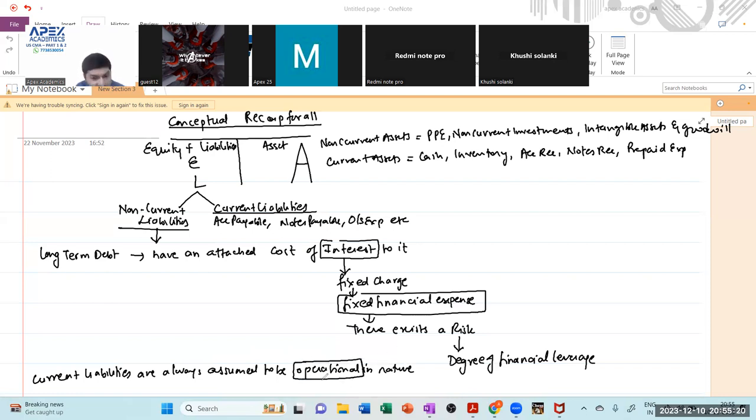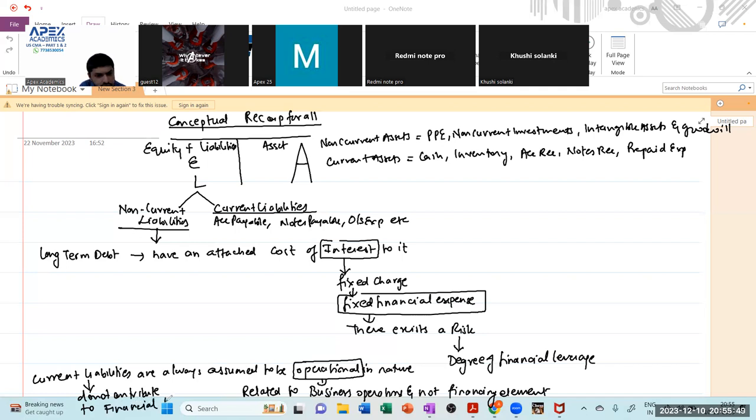What is the meaning of operational in nature? They are related to business operations and not the financing element. So current liabilities do not contribute to financial leverage. Am I clear about this, ladies and gentlemen? Current liabilities do not contribute to financial leverage. Yes or no? Please tell me that.